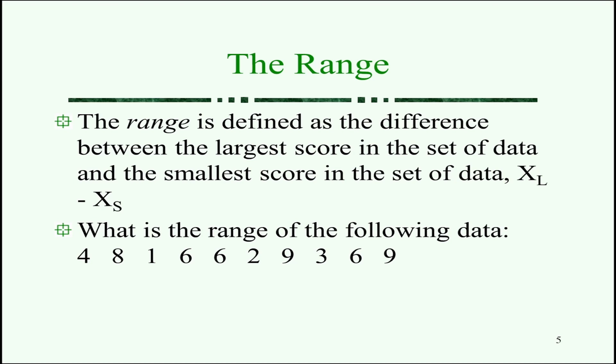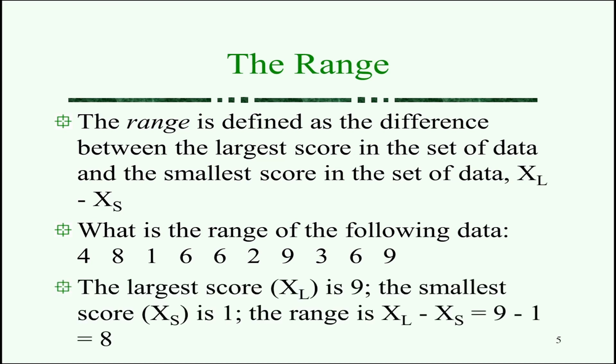Here an example is given. What is the range of the following data? Here individual observations are given. There are 10 single-digit numbers, and the largest score is 9 and the smallest score is 1. So how do we find the range? We have to find the difference between the largest score and the smallest score. The largest score is 9 and the smallest score is 1. When we find the difference, 9 minus 1, we get the range as 8.